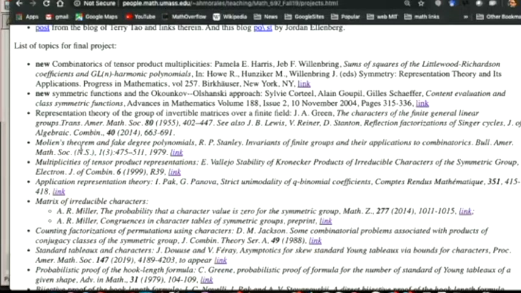It's called Combinatorics of Tensor Product Multiplicities by Pamela Harris and Jeff Williambring. In the next chapter, when we talk about symmetric functions, one of the applications is we're going to get a combinatorial rule for the multiplicities of taking the tensor product of two Specht modules. These multiplicities are called Littlewood-Richardson coefficients, and in general, they are hard to compute. So this paper is about one of the results: it has a beautiful identity for the sums of squares of these multiplicities.